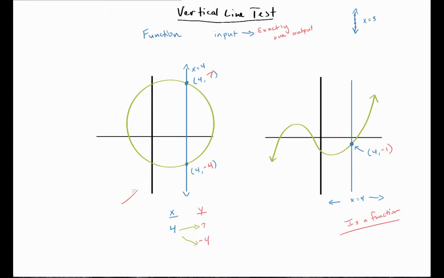And of course, as I mentioned before, the first one here is not a function. It fails the vertical line test.